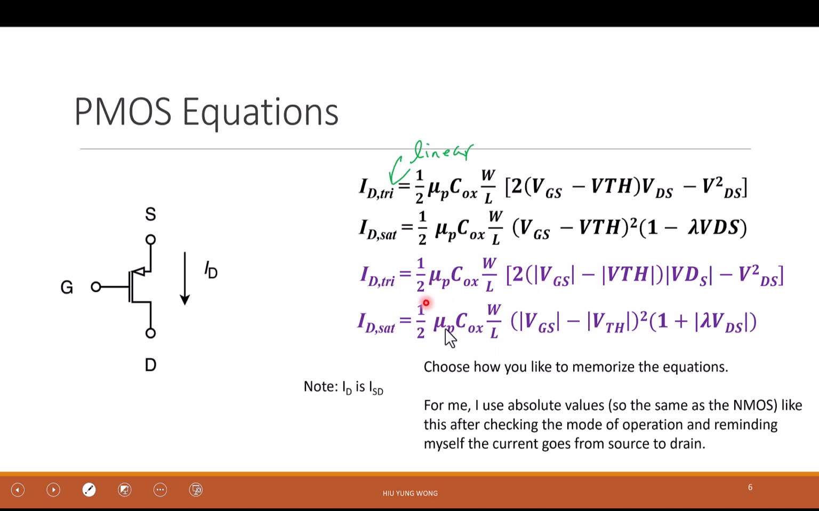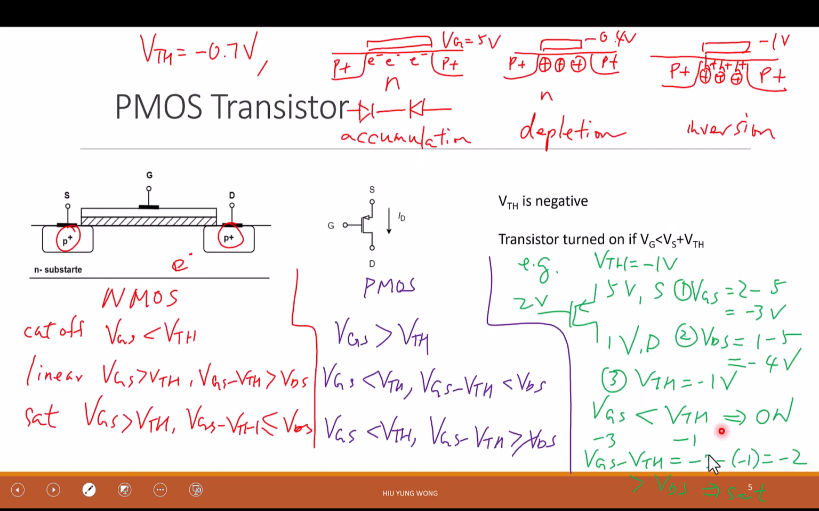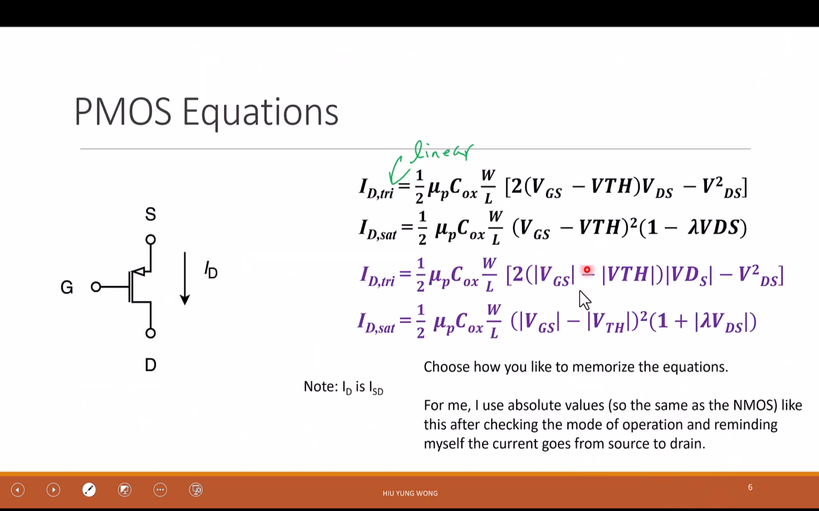I still use exactly the same equation I got in NMOS. You see, they are exactly the same, except that I just make sure to be very careful. I put the absolute value along the VDS, VTH, VGS. Okay? Now, this one I need to be careful. I need to make sure that they are really in the saturation and triode region before I use this equation. Otherwise, I just make everything absolute and use the same equation from NMOS.